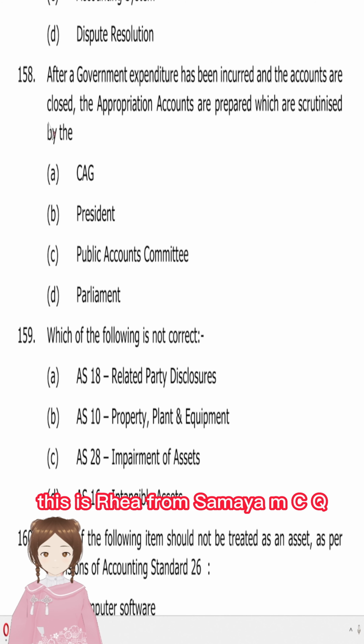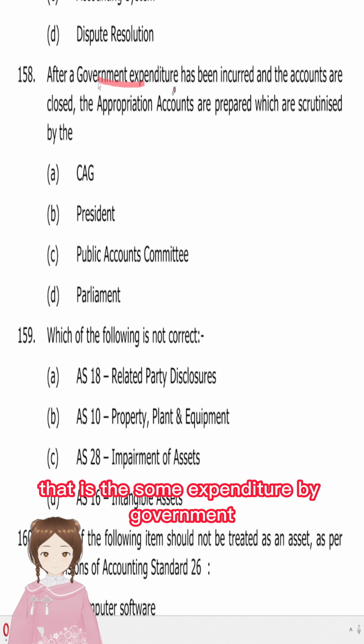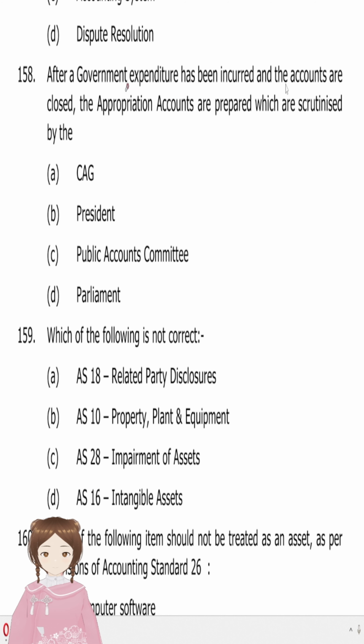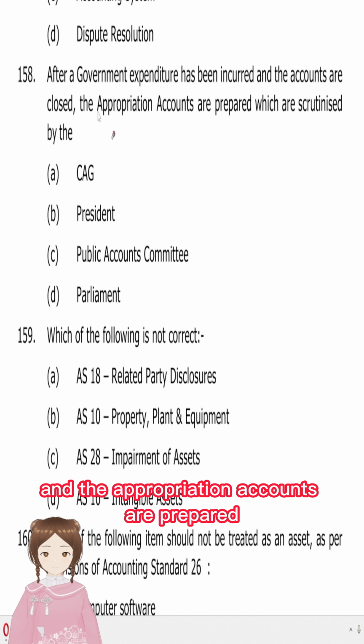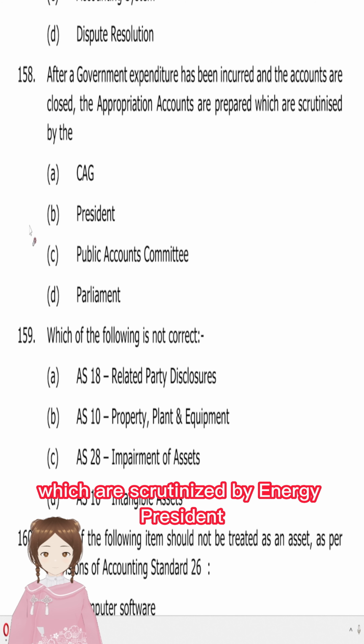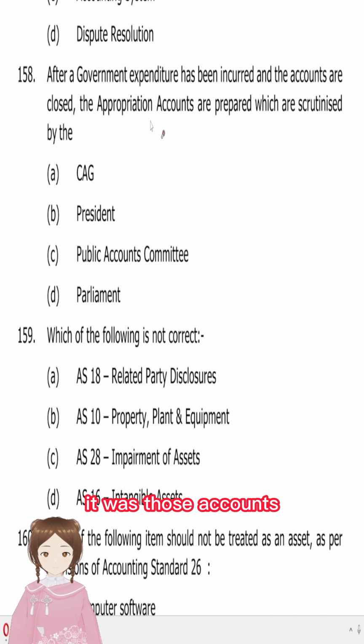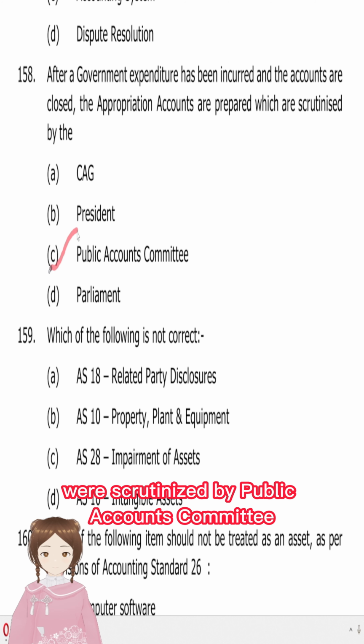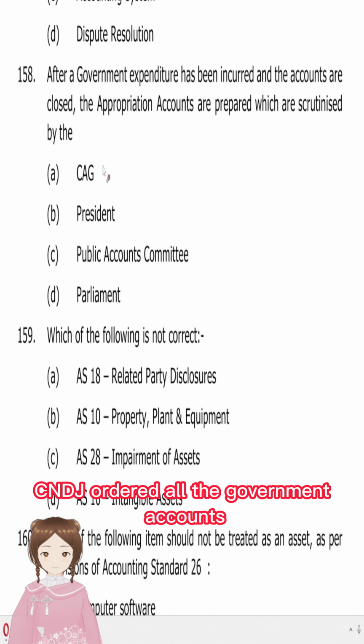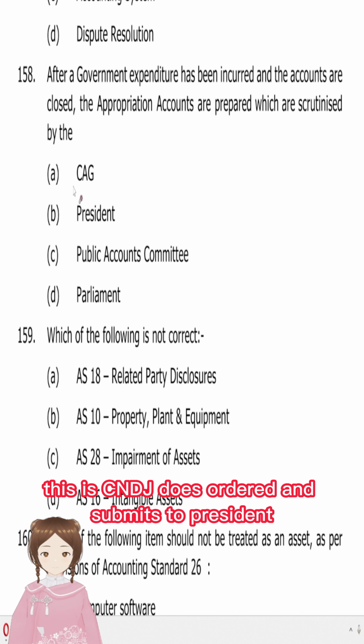Hey Samfam, this is Shreya from Samaya, MCQ 158 CA Inter. After a government expenditure, that is, some expenditure was incurred by government, and the accounts are closed and the appropriation accounts are prepared, which are scrutinized by the CAG, President, Public Accounts Committee, Parliament. Those accounts were scrutinized by the Public Accounts Committee. CAG audits all the government accounts and then submits to the President. This is, CAG does audit and submits to the President.